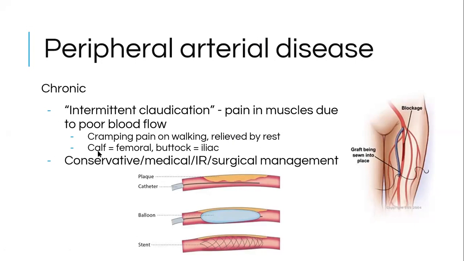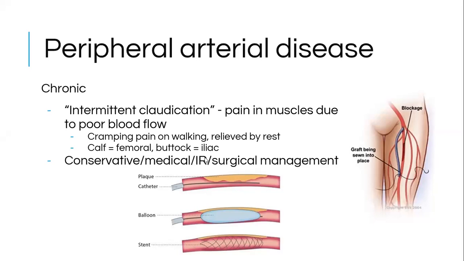One thing to remember is that if they complain of pain in the calf, it's usually the femoral artery that's blocked. If they complain of pain in the buttock area, it's usually the iliac artery that's blocked, because that's what it supplies. There are loads of different ways to manage it. You've got your conservative management, which is stuff like education, exercise programs, diets, weight loss, quitting smoking. You've got your medical management, so you can manage the risk factors by giving stuff like aspirin, statins, antihypertensives. You can also give vasodilators that are specific for this, but they're super rare to give because they have lots of side effects. You can also do interventional radiology.